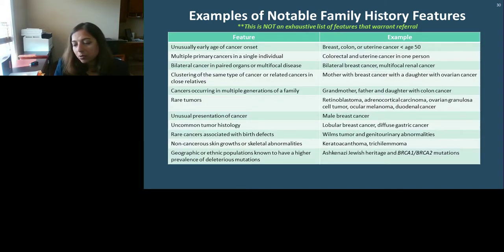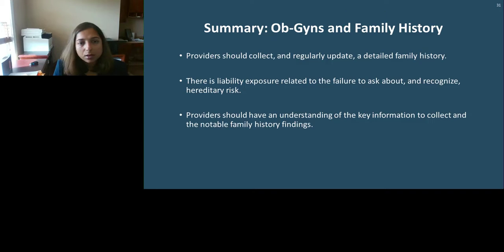On the checklist, your sense of increased risk would fall with multiple cancers, early onset of cancer, rare types of cancers that fall within certain disease paradigms, associated birth defects with certain types of cancers, or a heritage where there is a known founder effect in the family. All of these would prompt you to consider genetic testing, or genetic counseling followed by genetic testing, in those patients.